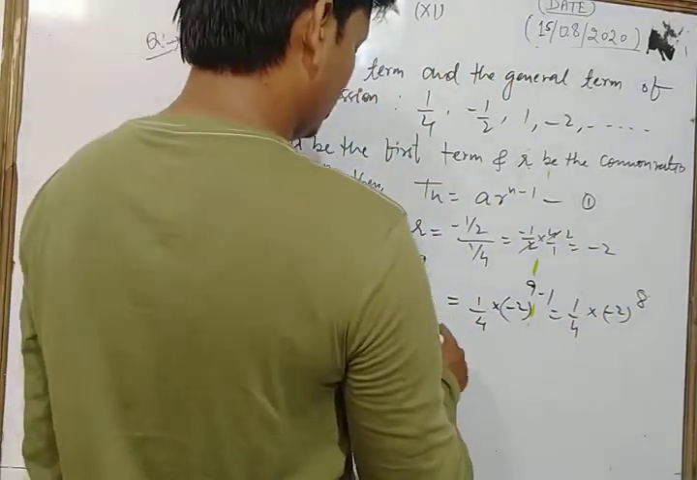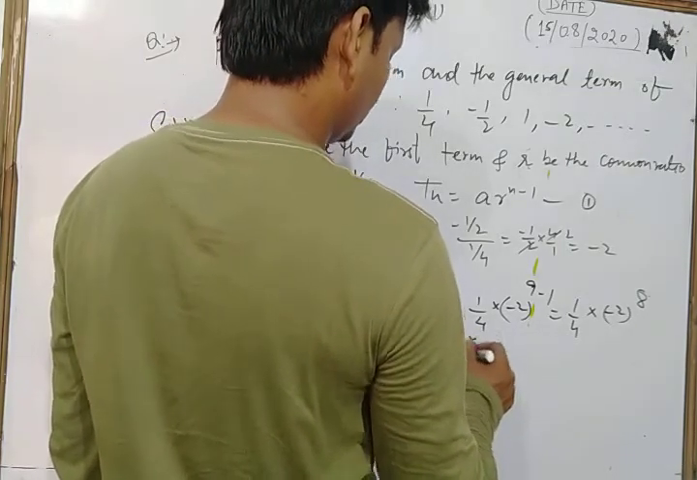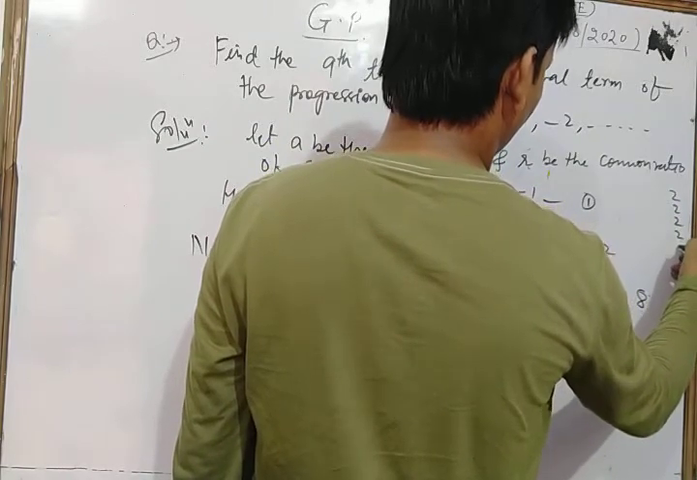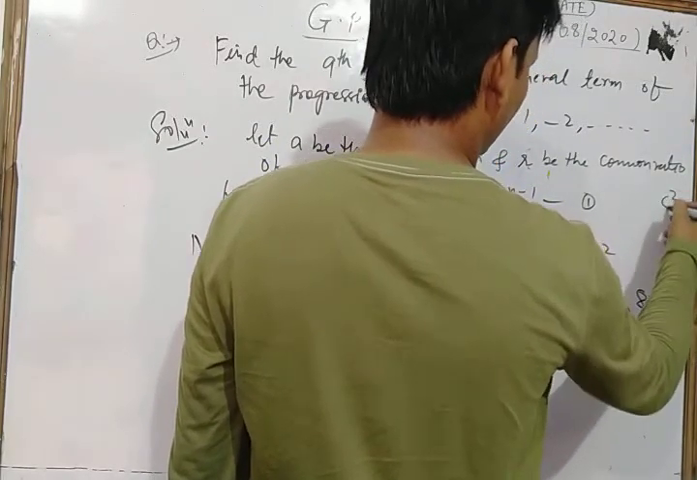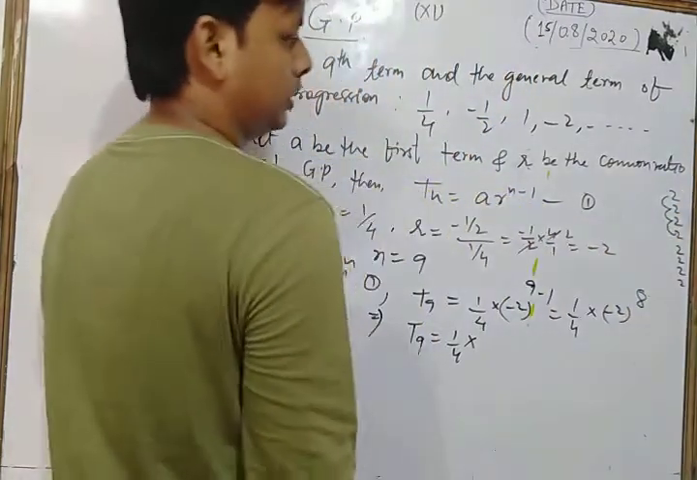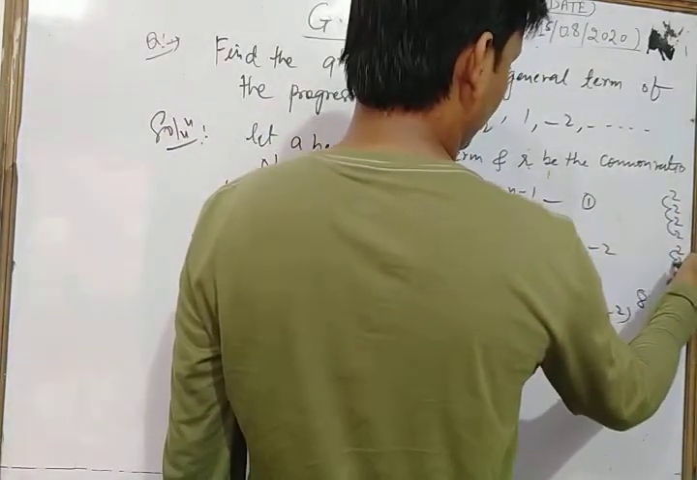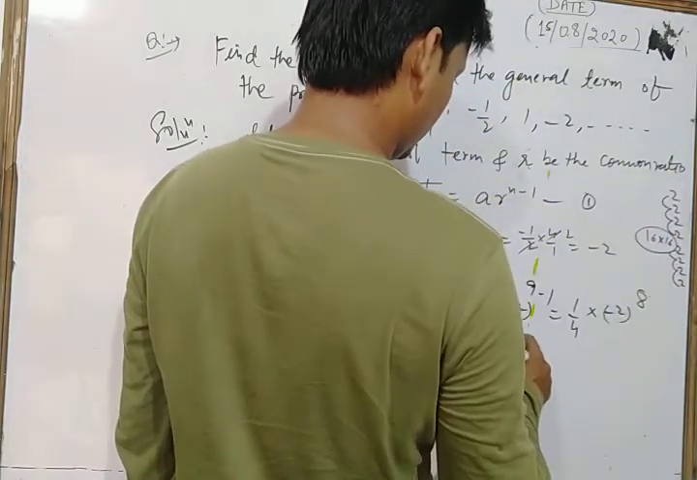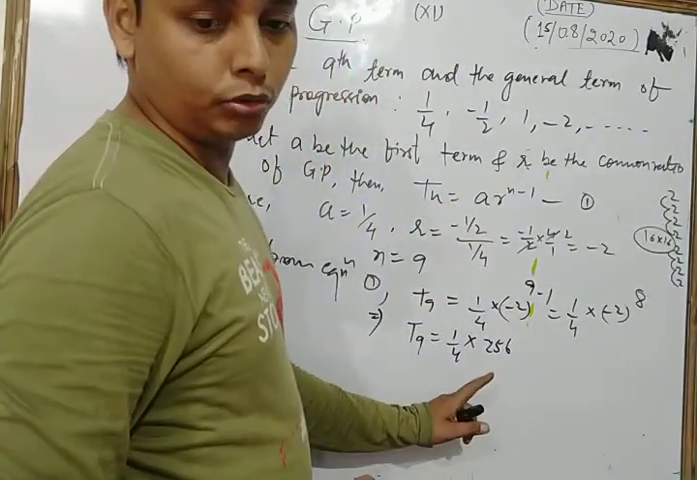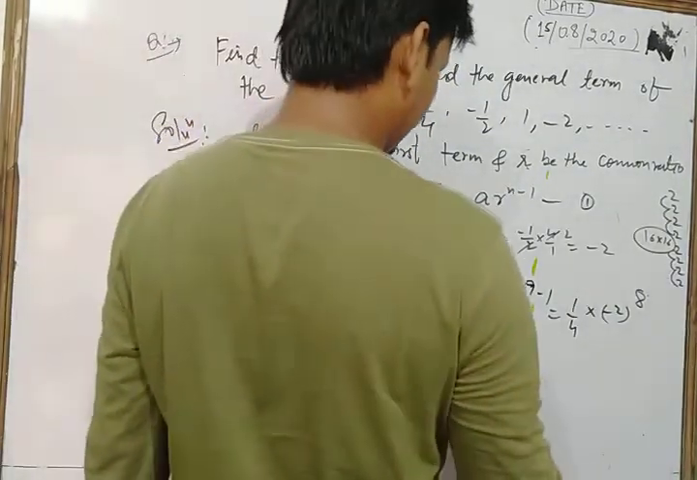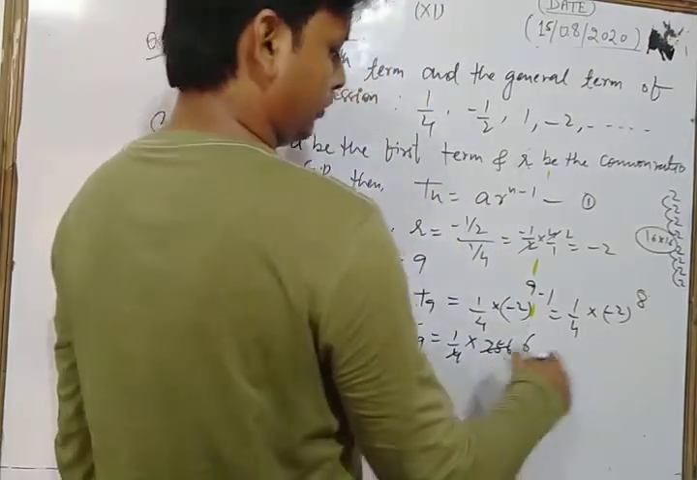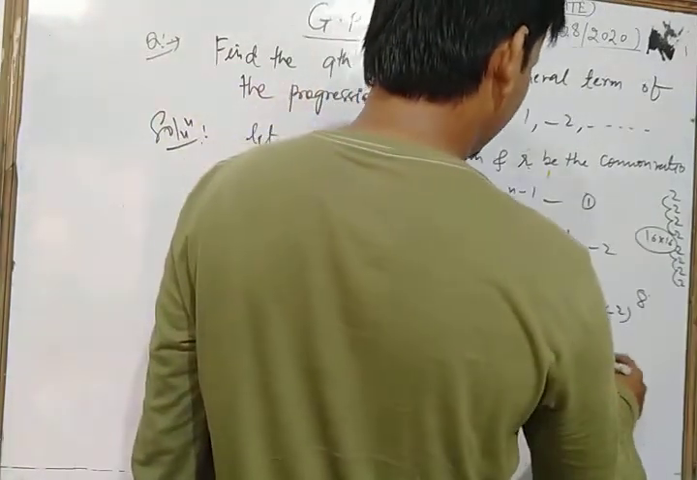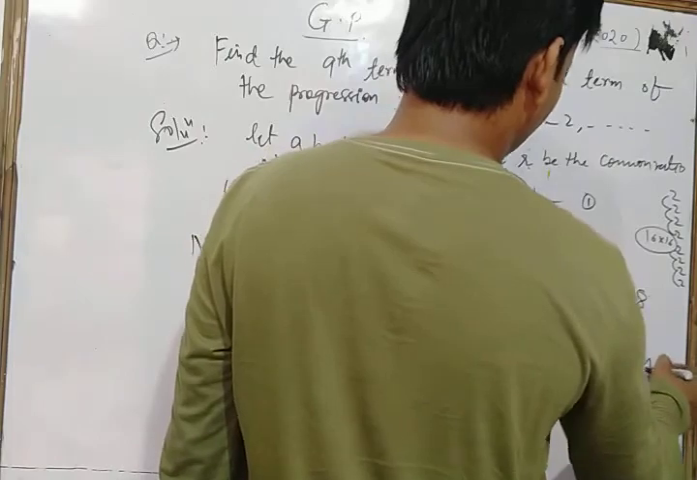So T9 is equal to 1 by 4 into 2 to the 8. 2 to the 4, to the 8, to the 16 is 256. Now we divide 256 by 4, then we get 64. Right, the 9th term of the GP is 64. This is the one answer.